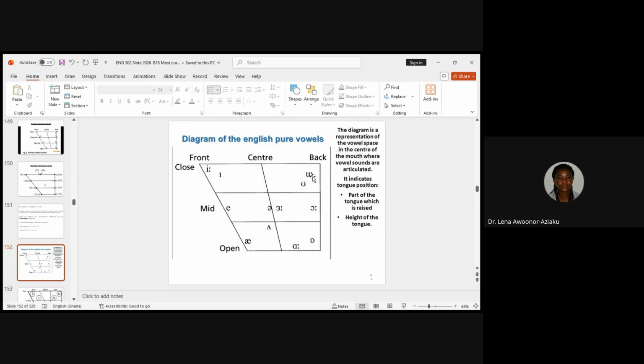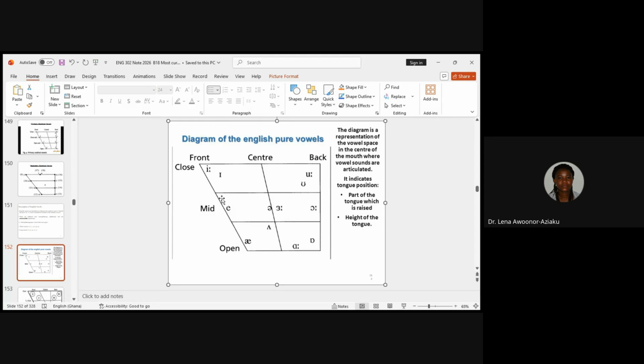If you go to the back, it's the same. This is short oo, and this one is long oo. That's how you've been teaching it. The two are different in terms of height and centrality. You can see the two.